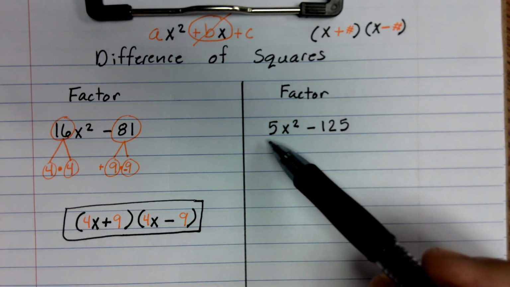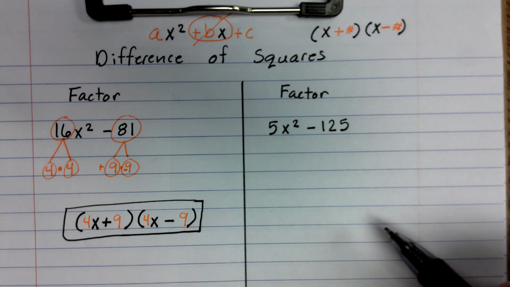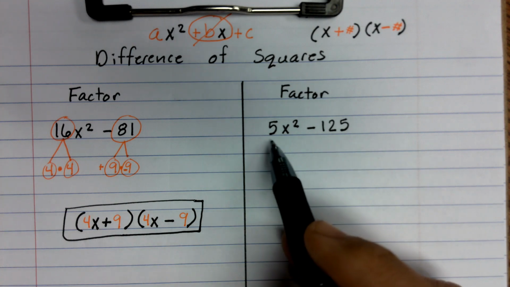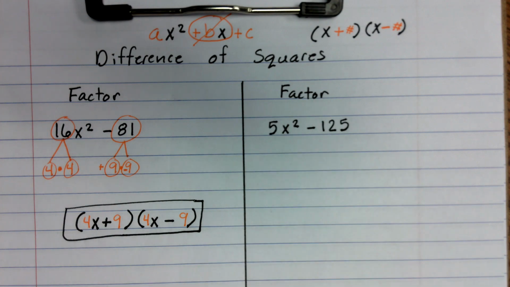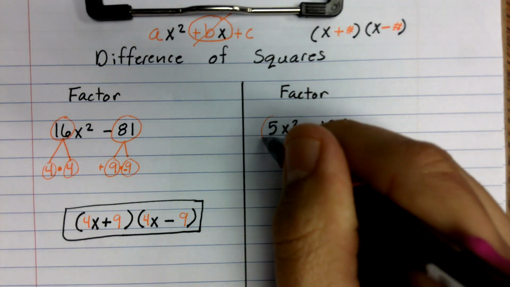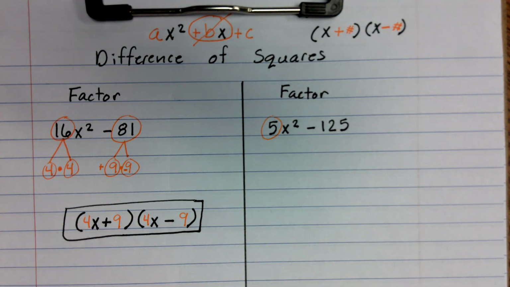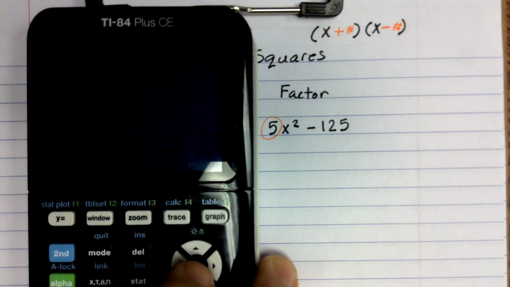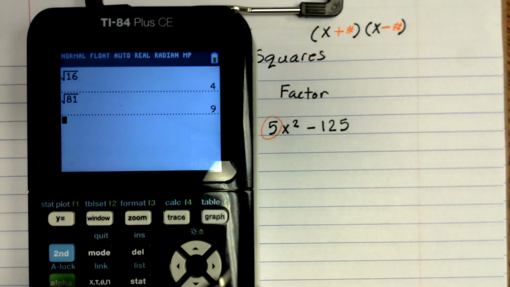So for instance, on this one, we have 5x squared minus 125. Once again, what you want to do is ask, is this a perfect square? If you didn't recognize that 5 isn't a perfect square, it's not a problem, because you can throw it in your calculator and verify that it's not. So I'm going to go back to my calculator, hit second and x squared to get my radical, put a 5 inside of it, and hit enter.